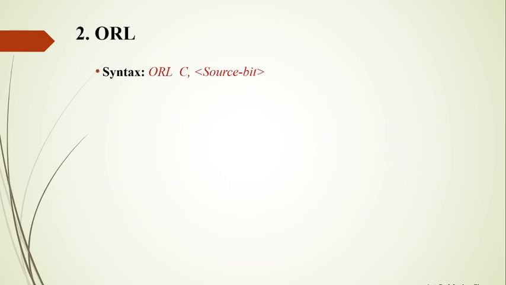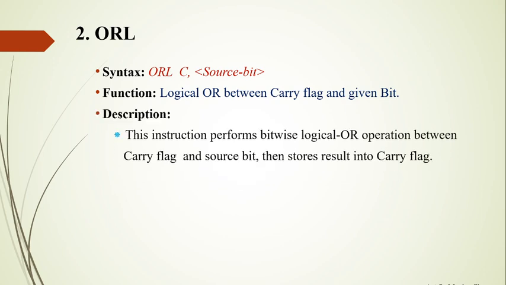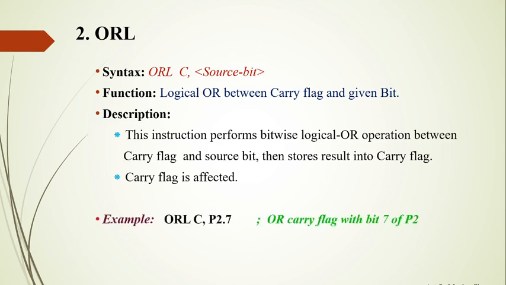ORL. Syntax is ORL C, source bit. And the function performed by this instruction is a logical OR between the carry flag and a given bit. So this instruction performs bitwise logical OR operation between the carry flag and the source bit and then stores result into the carry flag. So this affects the carry flag. An example is ORL C, P2.7. So here OR operation is performed on the carry flag and the bit 7 of port 2.